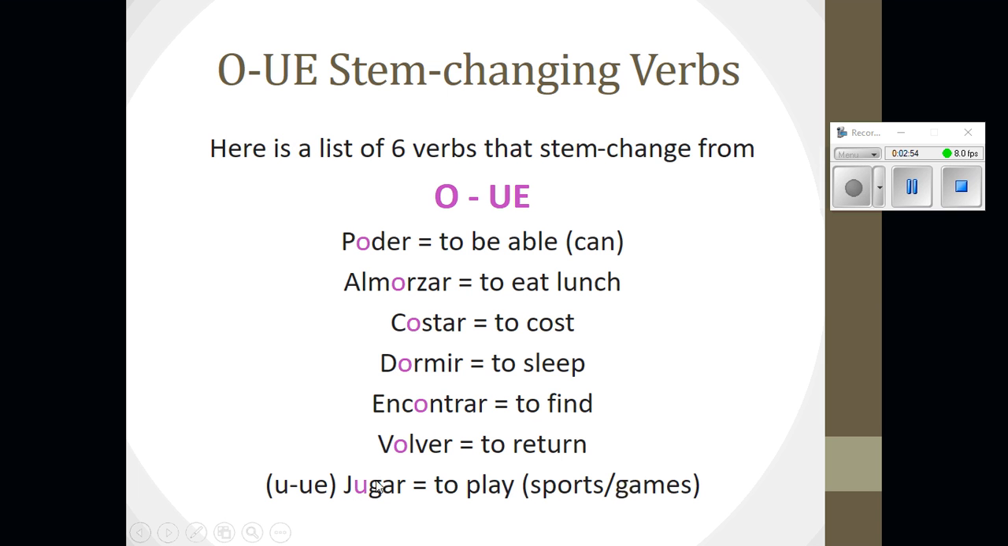So there is a U in the infinitive instead of an O like all the others, but it will change to UE when conjugated. And also, please make sure that you do indicate that it means to play sports and games, because you've also learned the verb to play when talking about instruments, which is tocar, and that verb is not a stem changer. All right, so at this point, I need you to pause the video and fill in the part where it asks you to list these verbs and what they mean in English.